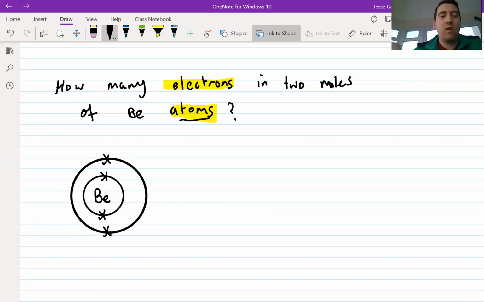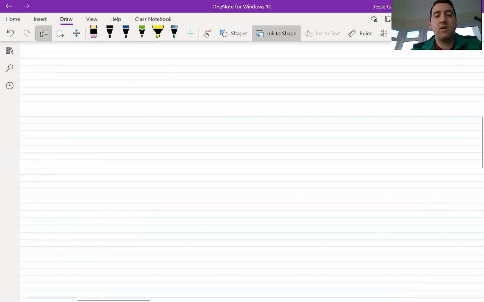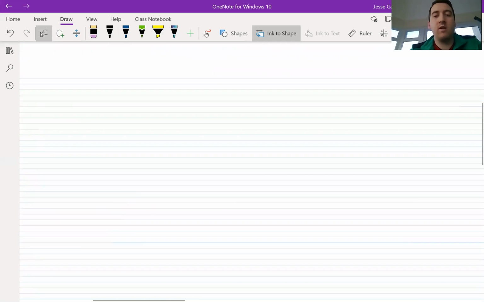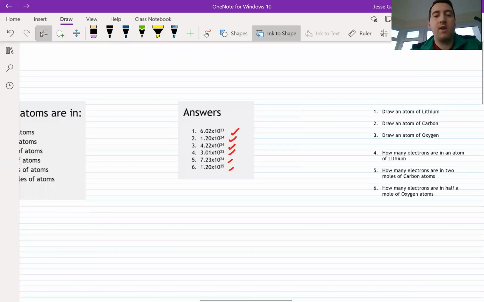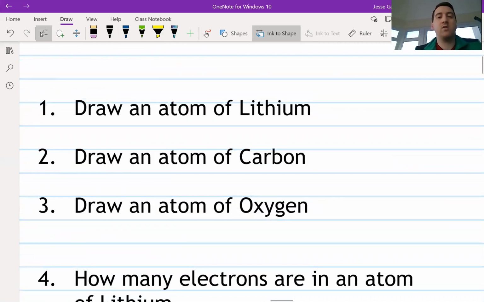Now, before we worry about how many electrons are in 2 moles, we're going to practice some more drawing atoms. All right, so I've got some questions for you guys to practice now. In your practice copies, you will need your periodic table. You're going to do questions 1 to 3 for me. Draw an atom of lithium, draw an atom of carbon, and draw an atom of oxygen. So pause the video and do those for me now, please.